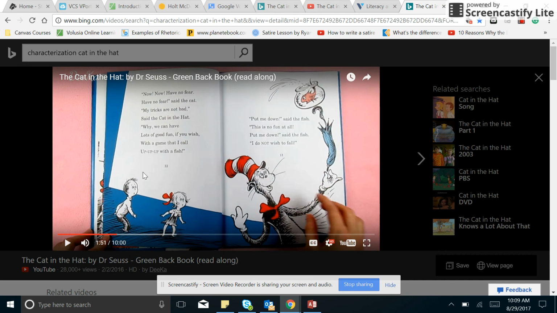Let's go a little bit further. Watch that smile on the cat's face. The fish isn't happy. The children don't look happy.